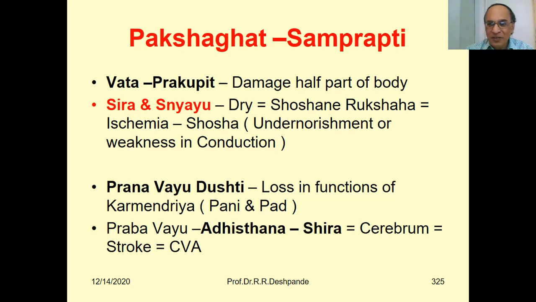Prana Vayu Dushti. There are 5 types of Vayu: Prana, Udana, Vyana, Samana, Apana. So Prana Vayu is a problem. Loss in functions of Karmendriya, Pani and Pad, hands and legs. Then, what is that? Prana Vayu Adhishthan, printing mistake.